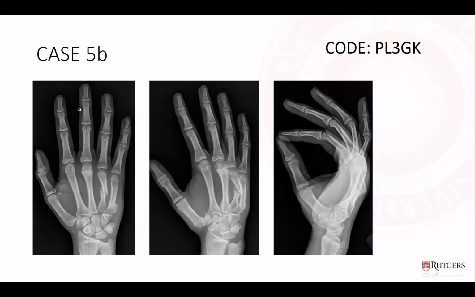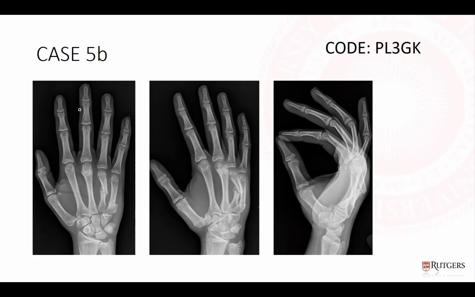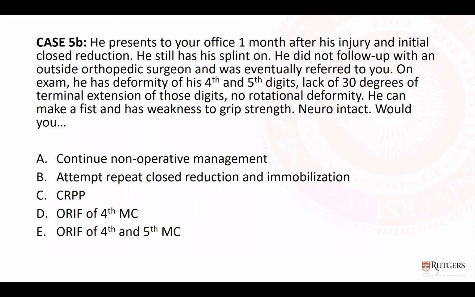So he never showed up. He presented to the office a month later with these images showing some callus, but continued angulation of these fractures. He has a deformity of his ring finger and small finger, lacks about 30 degrees of terminal extension with no rotational deformity. He can make a fist, but he has weakness of grip strength.